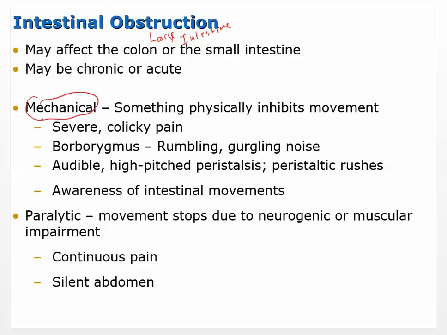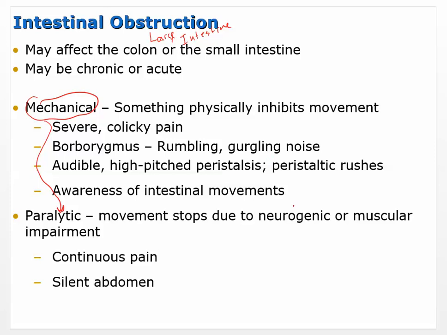Now I'm drawing the difference between that and paralytic. If it's paralytic, those movements aren't happening. For mechanical, something is blocking it: audible high-pitched peristaltic rushes, awareness of intestinal movements, so the patient's going to know that something's going on in there. They're going to notice a little bit more activity, but they're also going to notice pain, and food is not moving through the way it's supposed to.